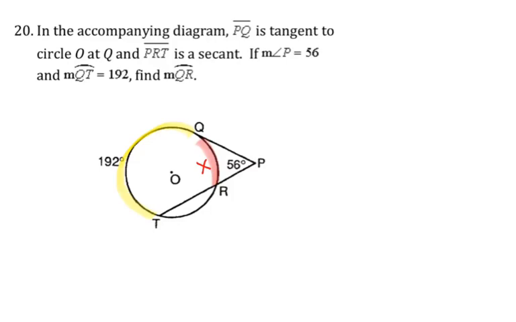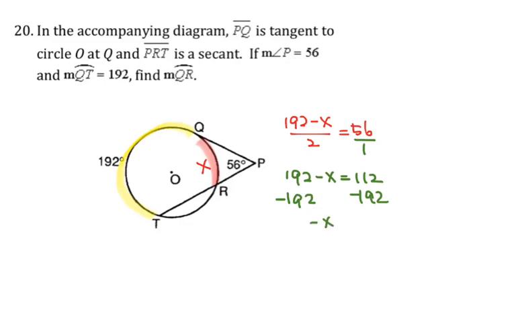Then the formula which we can use would be 192 minus X over 2 must be equal to 56. Of course we can put it over 1 and then cross multiply. We get 192 minus X must be equal to 112. Then when we subtract 192 from each side, negative X equals negative 80. Therefore X must be equal to 80. So 80 degrees will be our answer.